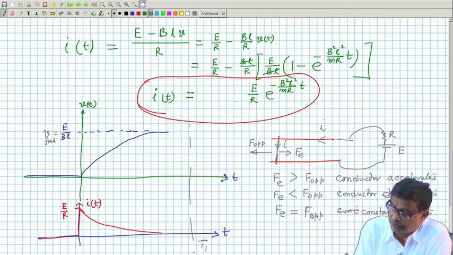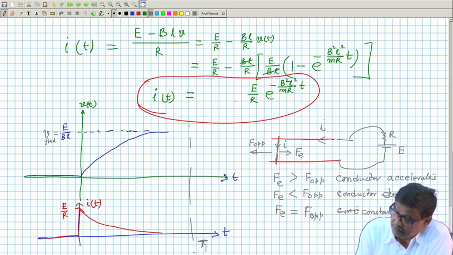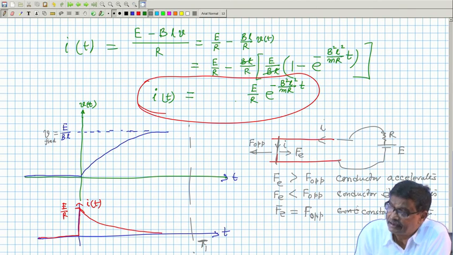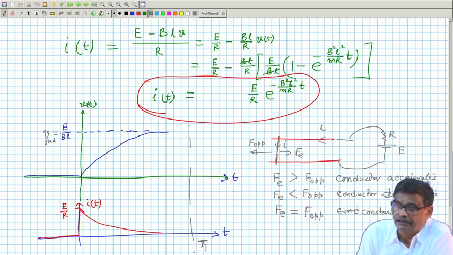The moment you have imposed that, velocity cannot change instantaneously, mind you. So, velocity at T 1 plus will still remain V final, but the opposite force has appeared. Therefore, electromagnetic force, which is 0, is less than F opposite, and the conductor will then decelerate. Got the point? The conductor will decelerate.